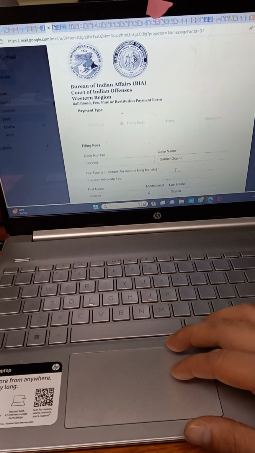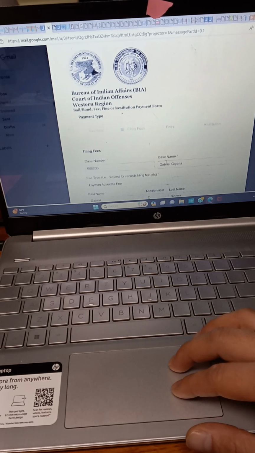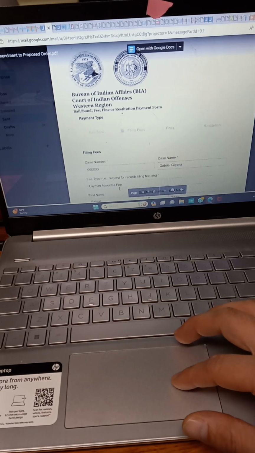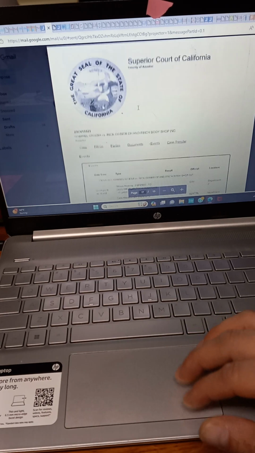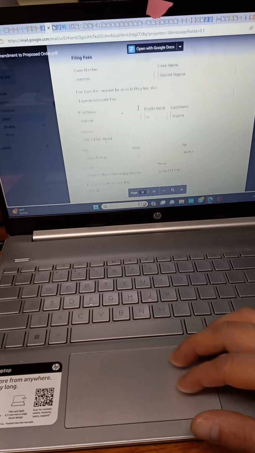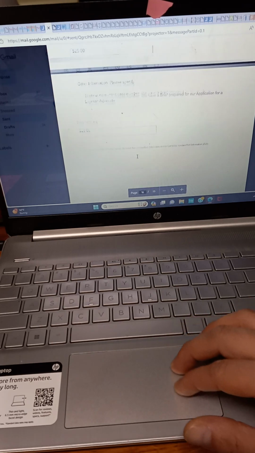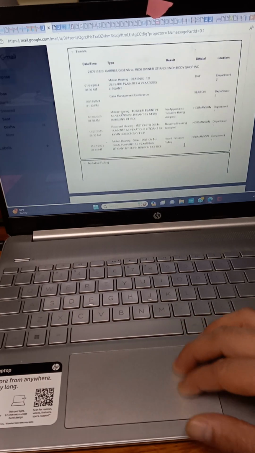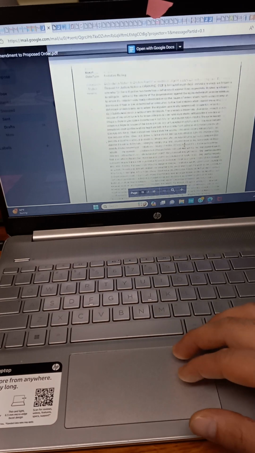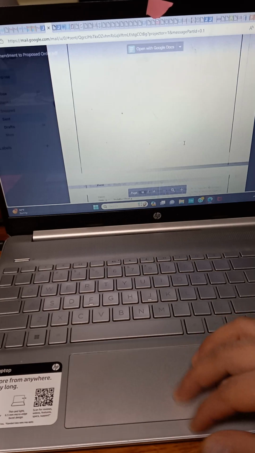So what I did is I paid the layman advocate fee for the Court of Indian Offenses, and this was my proof of that. The amount was $25. I had to set up a government account with the U.S. Department of Treasury. It's all done through this process. And then I attached the tentative ruling to make sure it was on record.